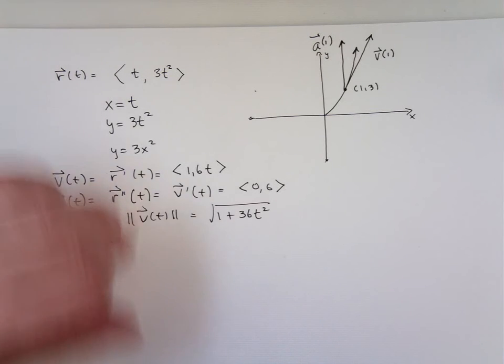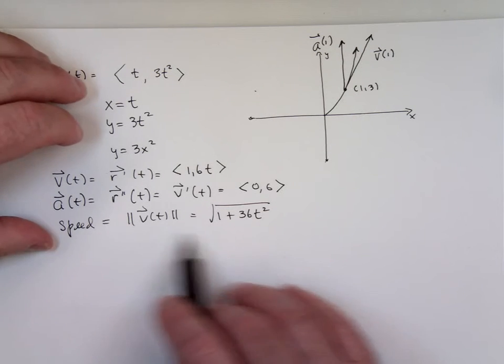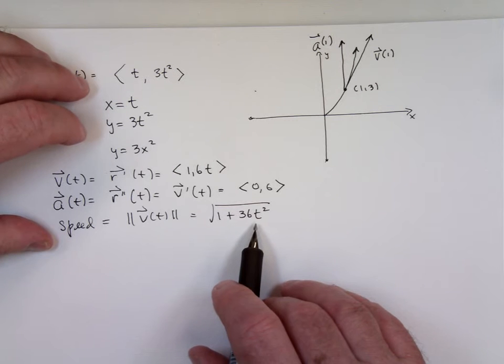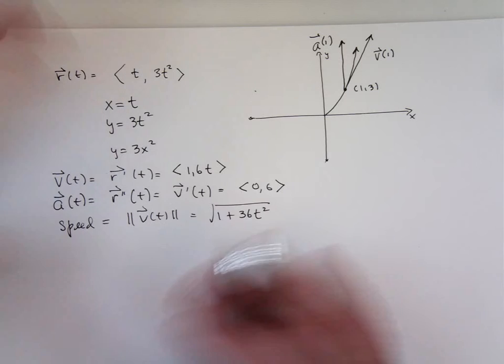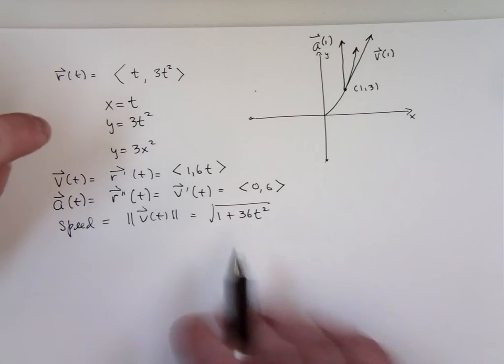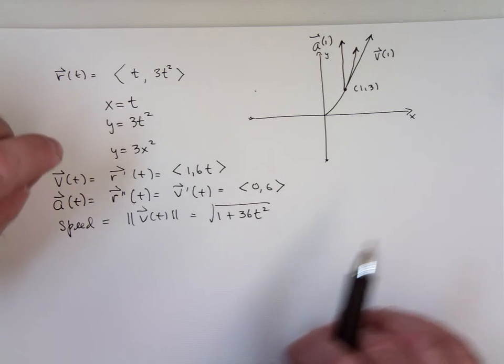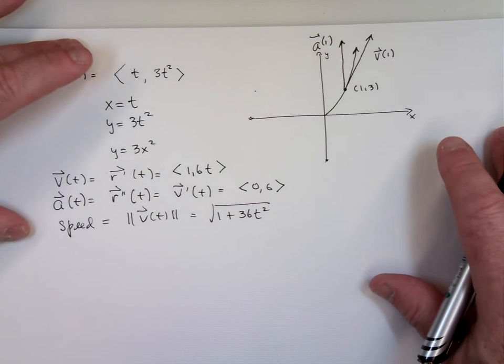The speed is the square root of 1 plus 36t squared. At t equals 1, it's a speed of square root of 37. But the speed is changing all the time here, okay? As t increases, the speed is increasing. This is increasing in its velocity. Okay, that's what we have so far.